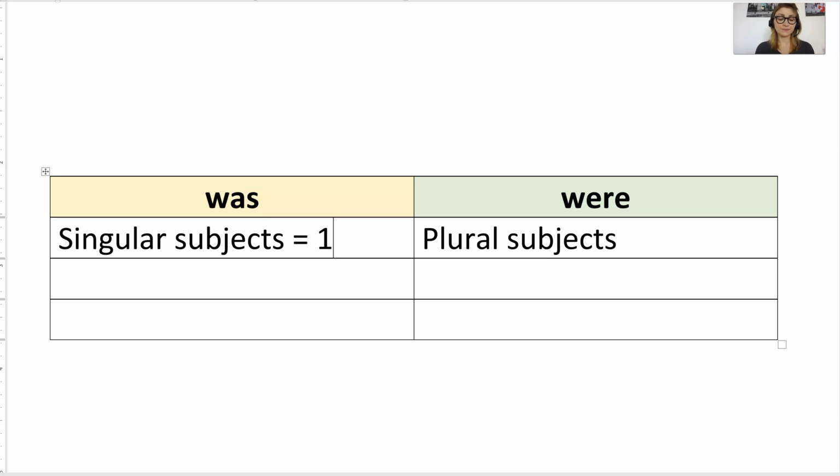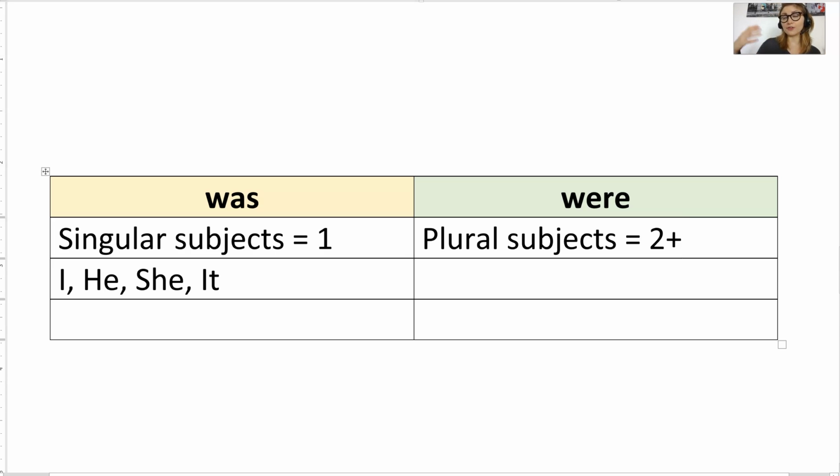It means one subject. Okay, so what are the singular pronouns? We have I, he for men, she for women, and it for a thing or an animal. Okay, so I, he, she, it. Over here on the green side, we have plural subjects. So what is plural? Two or more. That's how I write it. Maybe you've heard "more than one" is the other style. So that means it could be a lot of people or just two.